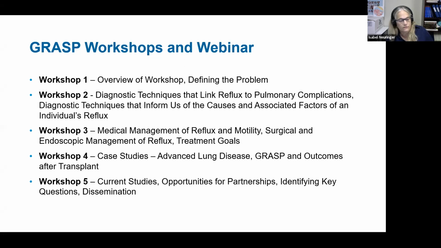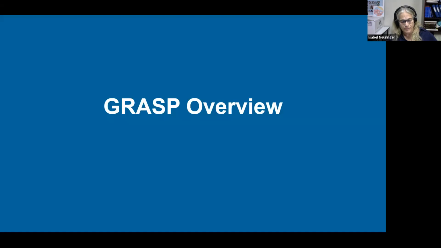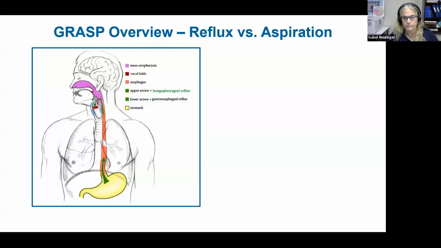This slide highlights the breakdown of the different workshops, starting with our attempt to define GRASP, diagnostic techniques, medical and surgical options for therapy, a review of case studies, opportunities for partnership and identification of gaps in knowledge and key questions. I'd like to start with an overview of GRASP, or GI-related aspiration, why this is problematic for patients with CF, advanced lung disease, and lung transplant, and then ultimately review gaps in our knowledge.